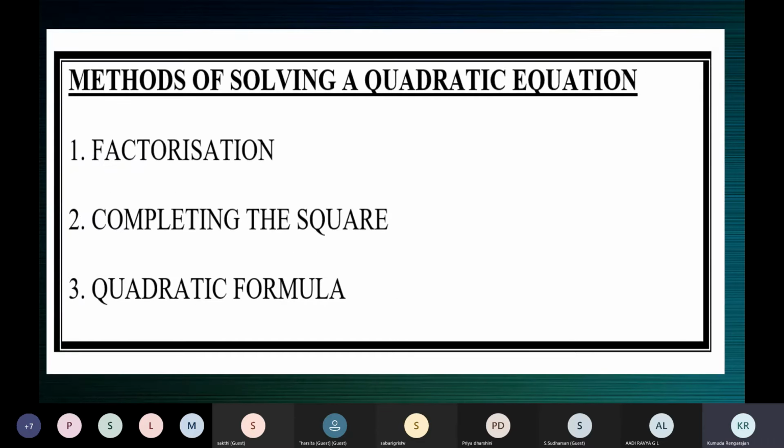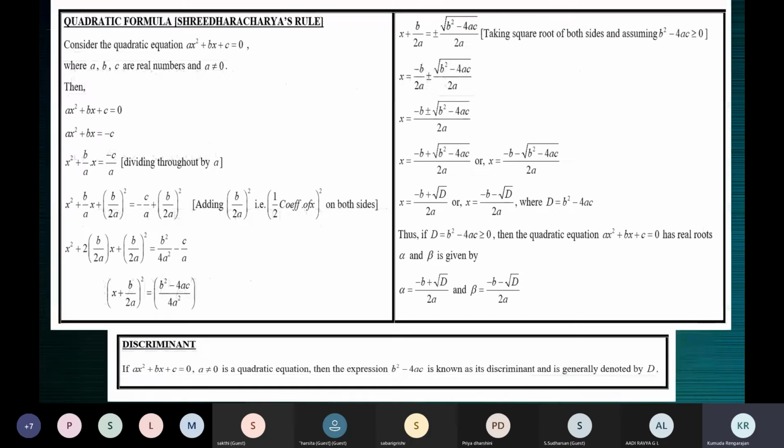These are the three methods now: factorization, completing the square, quadratic formula. These are the methods of solving a quadratic equation. So you know this. This is important. This is new, so you have to write this: the derivation of the quadratic formula.